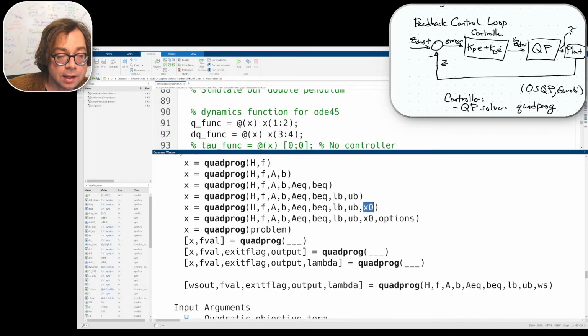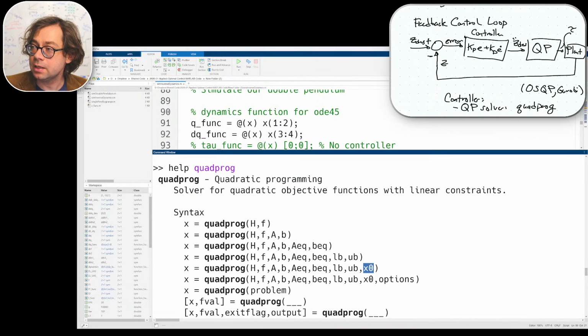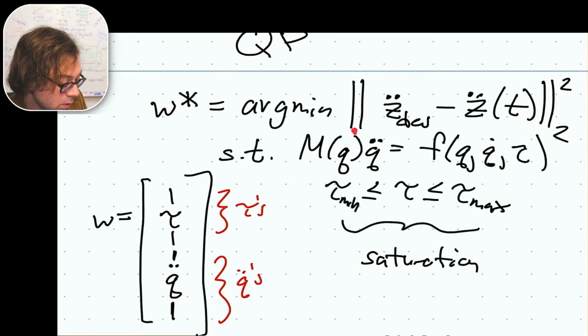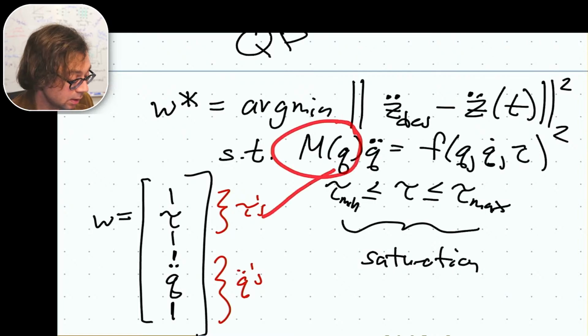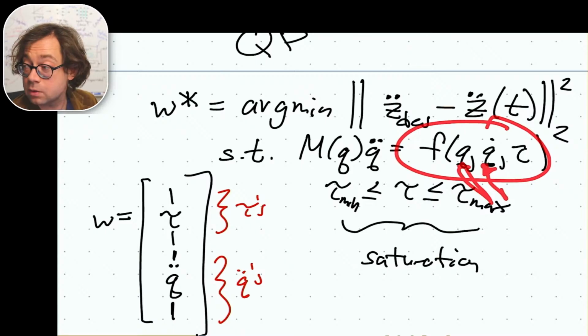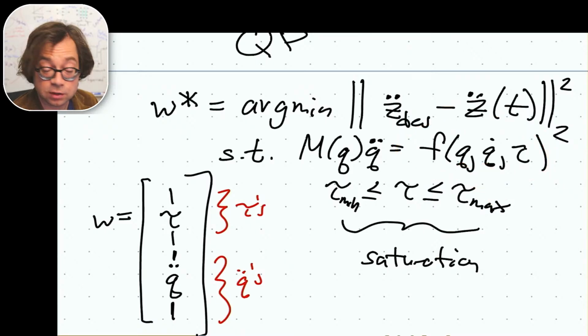So what we're going to need for every step of this controller, we're going to need to generate H, F, A, B, AEQ, and BEQ. And those are going to be dependent on a number of things. What are they dependent on? They are dependent on, as you can see, oh, look, that matrix has a Q in it. It's dependent upon that. This vector here is dependent upon Q and Q dot. That's our position and velocity of each of our joints.